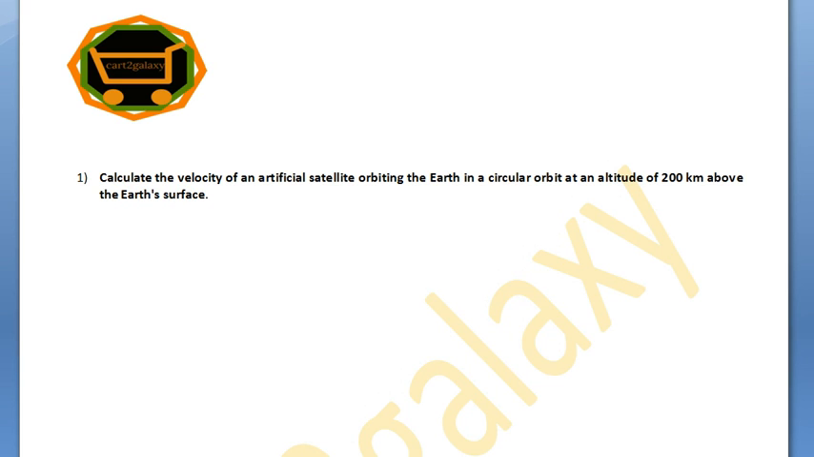So our first question is: calculate the velocity of an artificial satellite orbiting the Earth in a circular orbit at an altitude of 200 km above the Earth's surface. Remember, the altitude is given as 200 km above the Earth's surface. So let us move to the solution.